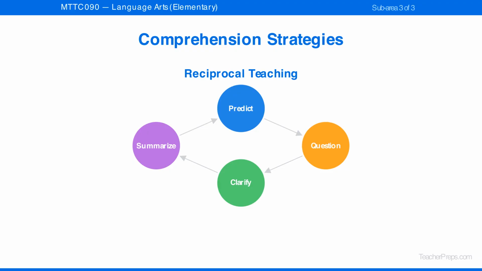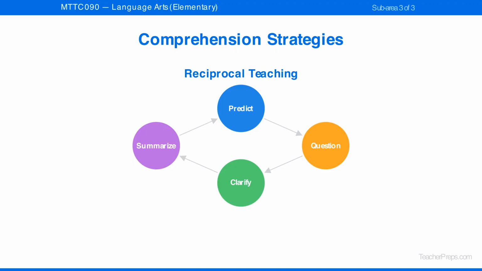This means readers constantly check whether they understand what they're reading. When comprehension breaks down, they use a fix-up strategy. And the fifth strategy is rereading. Going back to reread a confusing passage is one of the simplest and most effective strategies.